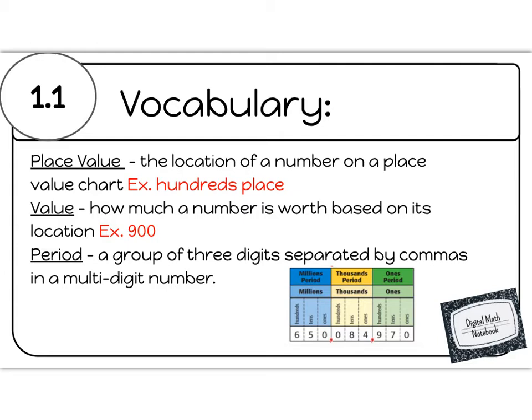And our last vocabulary word is the word period, a group of 3 digits that are separated by commas in a multi-digit number. You can see in this example that there are 1, 2, 3, and then a comma, 1, 2, 3, and then a comma. So we would call this the ones period.